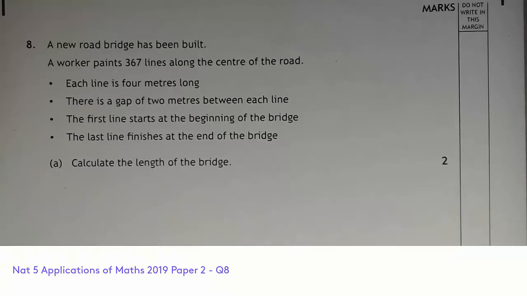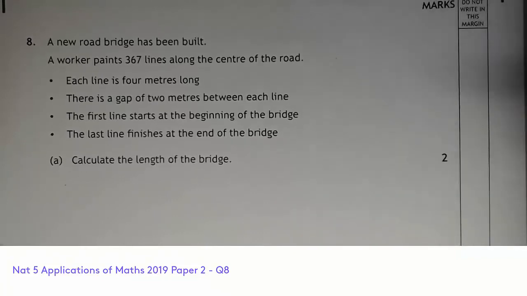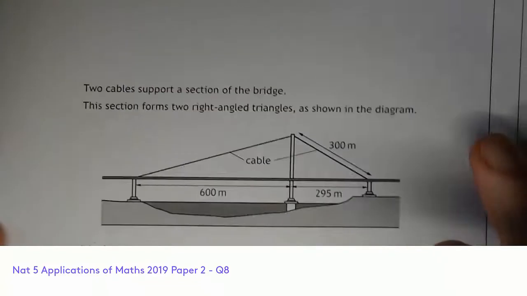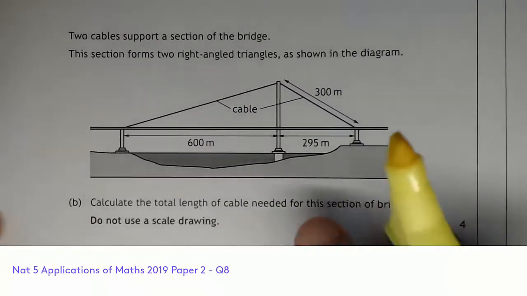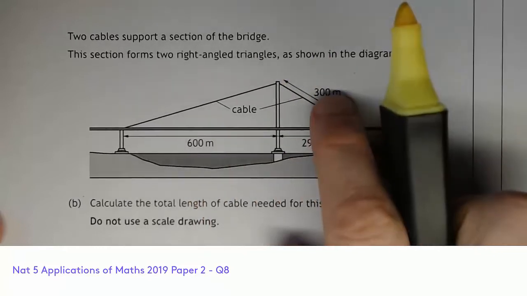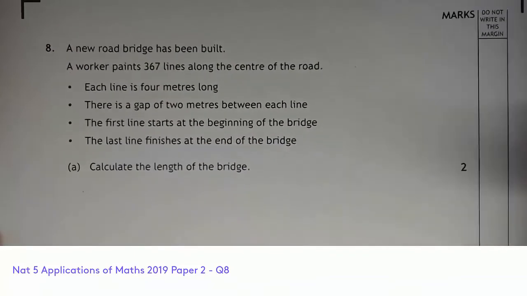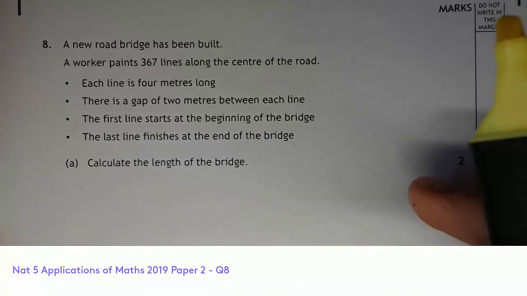So this is question 8 from 2019 paper 2, and what they're asking is about a bridge. You'll get a wee picture of a bridge and you'll see this no doubt will be a Pythagoras part, part B, but we might as well do part A first.